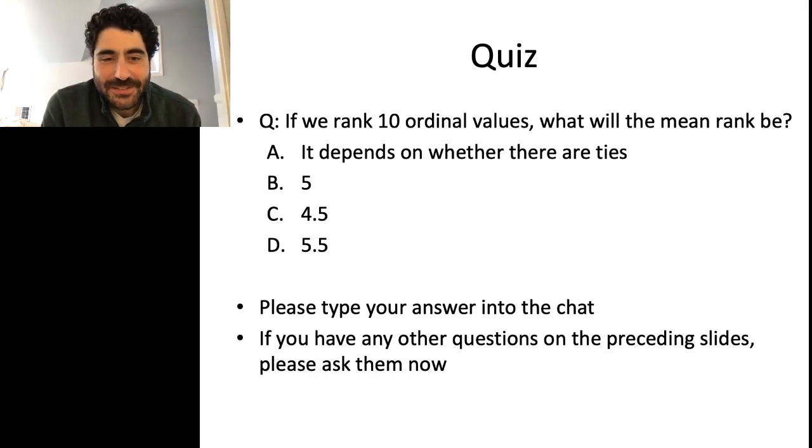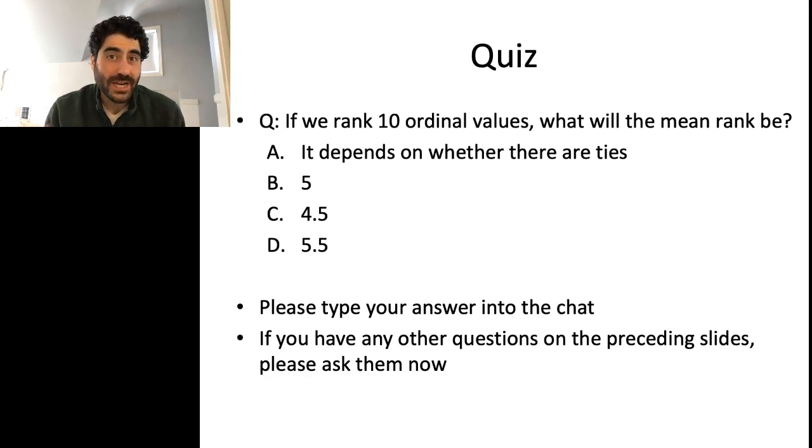All right, great. I'm seeing a lot of D's, which is good. When we rank 10 ordinal values, if there aren't any ties, then these will just be the numbers 1 through 10, and the average of those is 5.5, which is D. And even if there are ties, we make sure to average within those ties so that we still end up with the same. What we don't want to do, for example, is if there's lots of values that are all tied for the minimum value, assign all of them a rank of 1, because then that's going to make our mean rank be too small. Okay, great.